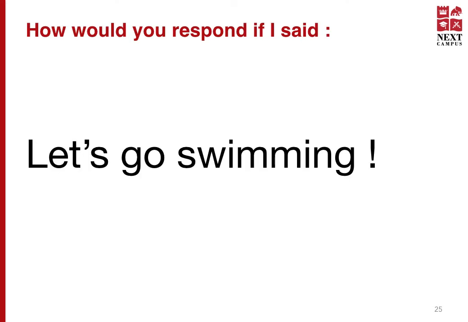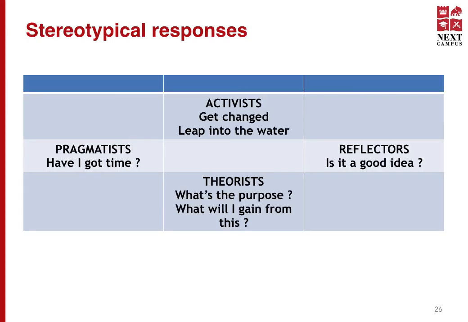How would you respond if I said, let's go swimming? Yes, quite surprising. There are typically four types of answers. Activists will say, okay, right, and you get changed and you leap into the water. Reflectors might say, yeah, is this a good idea? Theorists might say, why? Why should I swim? What's the purpose? What will I gain from this? Pragmatists will say, have I got the time? So it's good to identify whether you're an activist, a reflector, a theorist, or a pragmatist.